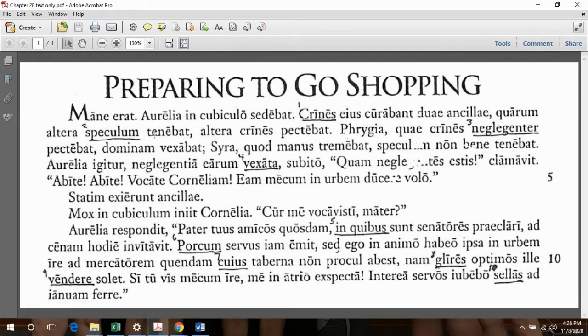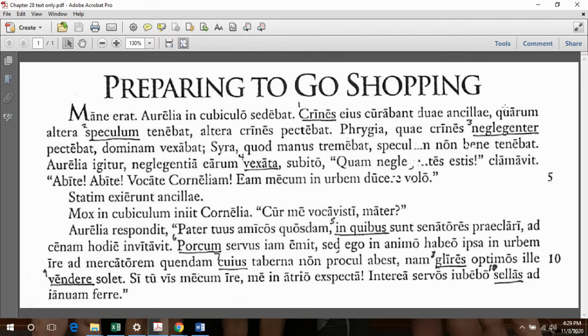Quarum, altera speculum tenebat, altera crines pectebat. Altera in line 2 means one and another, and they are used correlatively, and the first altera and the second altera are being used with quarum. Now remember that quarum is a relative pronoun from qui, quae, quod, and so forth. It is genitive plural, and so you would say altera quarum, one of whom, tenebat, was holding a mirror, speculum, altera, the other, and then imply the quarum again, of whom was combing her hair, crines, accusative direct object.